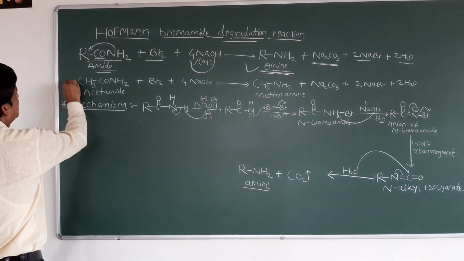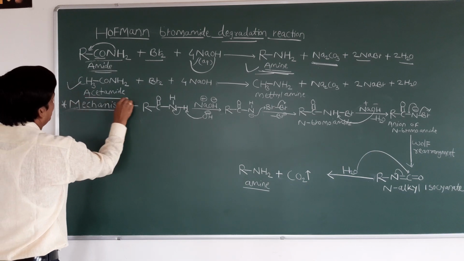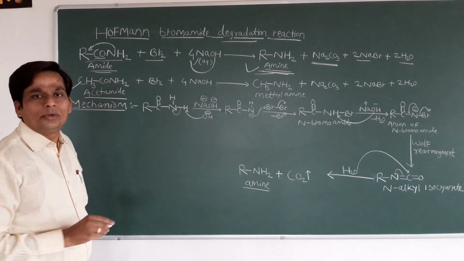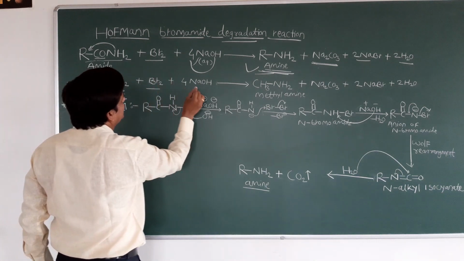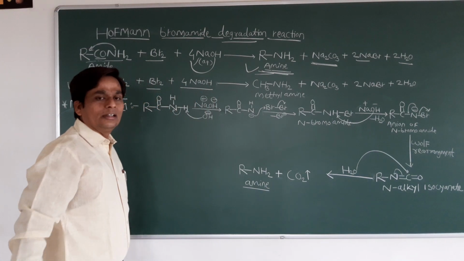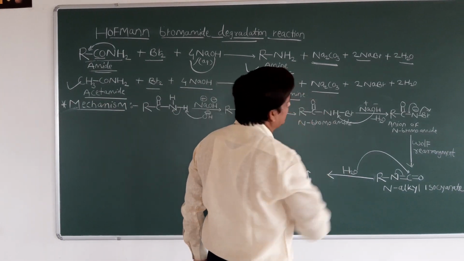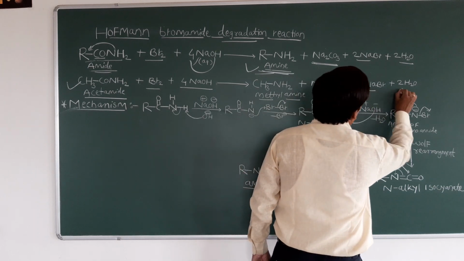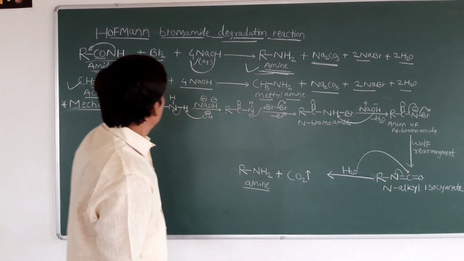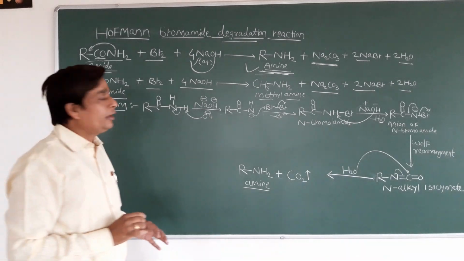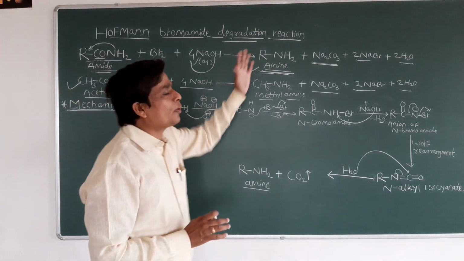See one example here. I have taken acetamide, CH3CONH2. It reacts with Br2, the same reaction proceeds, plus 4 NaOH. Here we will get methylamine, and Na2CO3 is removed, then NaBr and 2 H2O as it is. Now see the mechanism, students. The mechanism is very interesting. Just see how we will get this product.